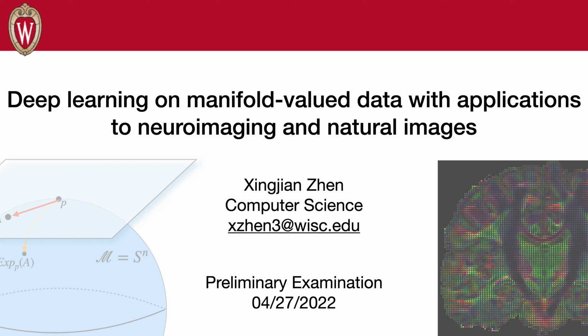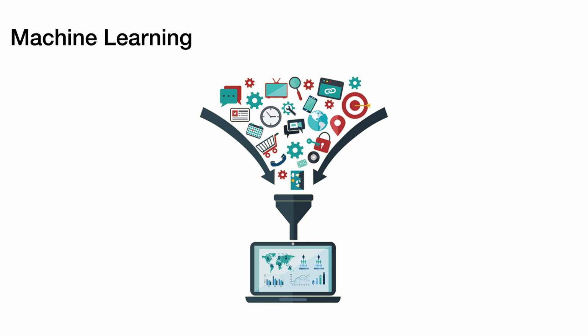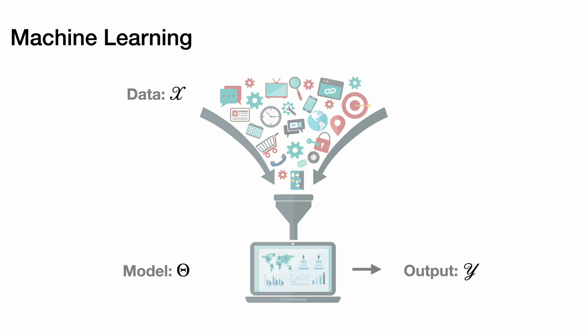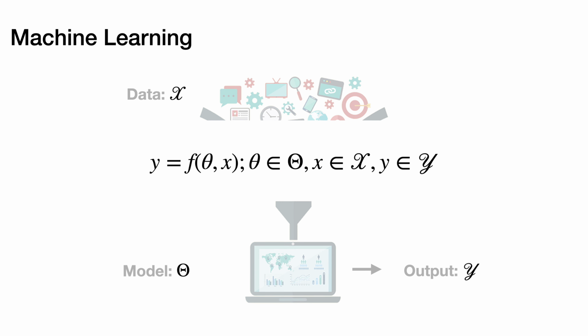I'm Xingjian from Vikas Group, and my thesis topic is Deep Learning on Manifold-valued Data with Applications to Neuroimaging and Natural Images. Consider the machine learning setup. We feed data X into the model theta, and then the model will give us an output Y. Formally, we can write the following equation, y equals f theta x.